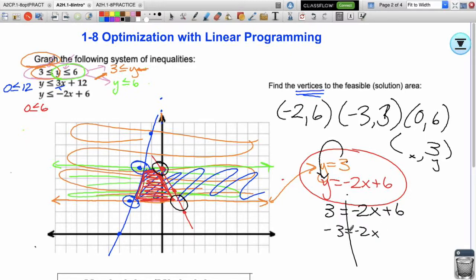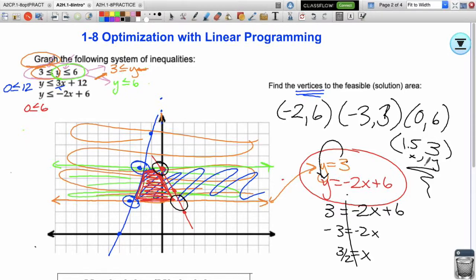Divide by -2, divide by -2. I get 3/2 is my x value. Now, hopefully you recognize that's 3 divided by 2, which is the same thing as 1.5. And we can double check that this coordinate pair is reasonable, okay?